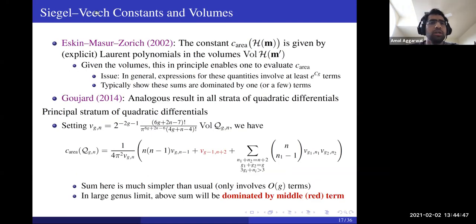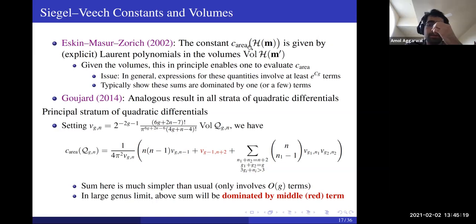Right now that I have a measure, I can look at how random surfaces look like. And second of all, it actually does something somewhat unexpected, which is that these area Siegel-Veech constants that I had described before that enumerate these cylinders, for example, they're actually given by explicit Laurent polynomials. I can write them explicitly in terms of these volumes. There are exact formulas that express the c_area in terms of these volumes. So in principle, if I have these volumes, that allows me to evaluate the c_area.